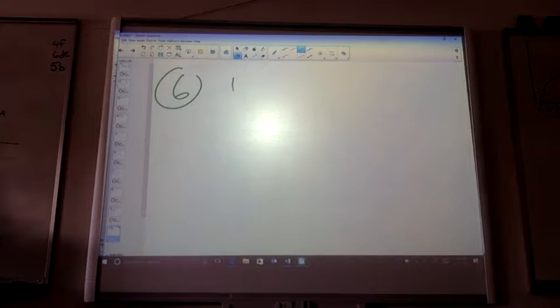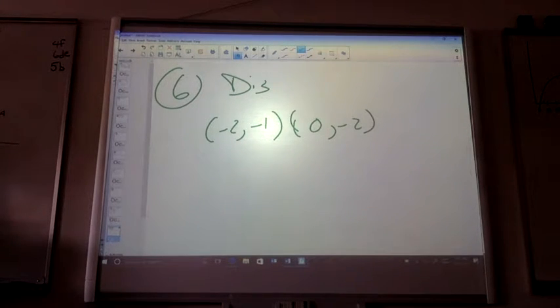So that's discrete. And then I have the following points. I have -2, -1. Agree? I have 0, -2. I'm just trying to list the points. I have -1, 3. And I have, is that 3, 0?